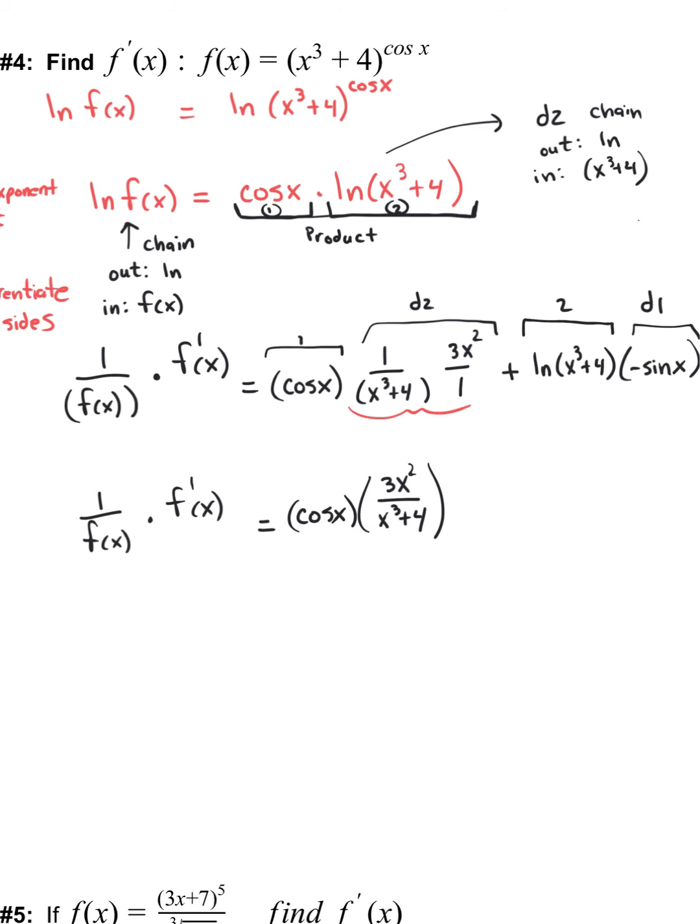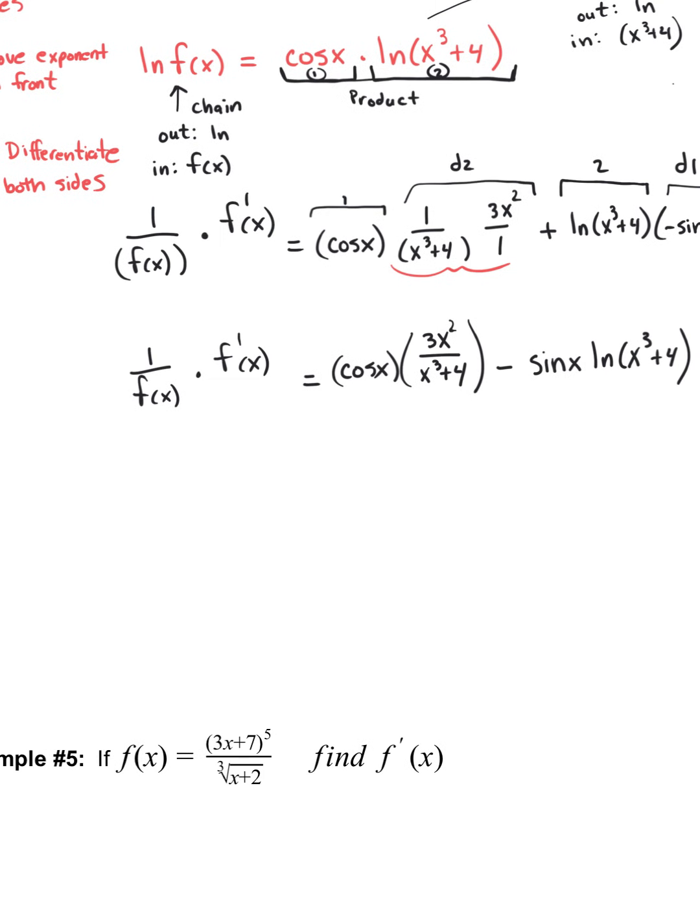Now on the right-hand side, there's really nothing to simplify other than we want to get this negative out front. So this changes to a negative. We have minus sine of x ln of x to the third plus 4. All right, so there we go. Now I'm just going to write down what we did here. We just simplified the right side.